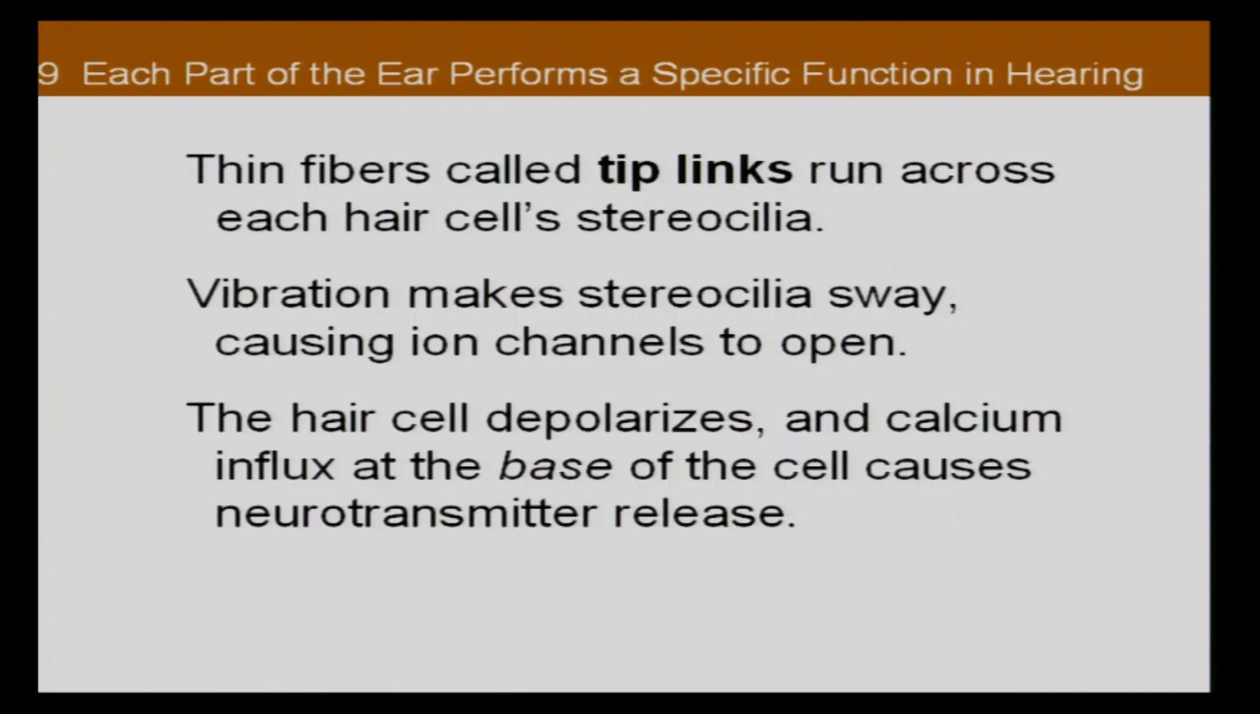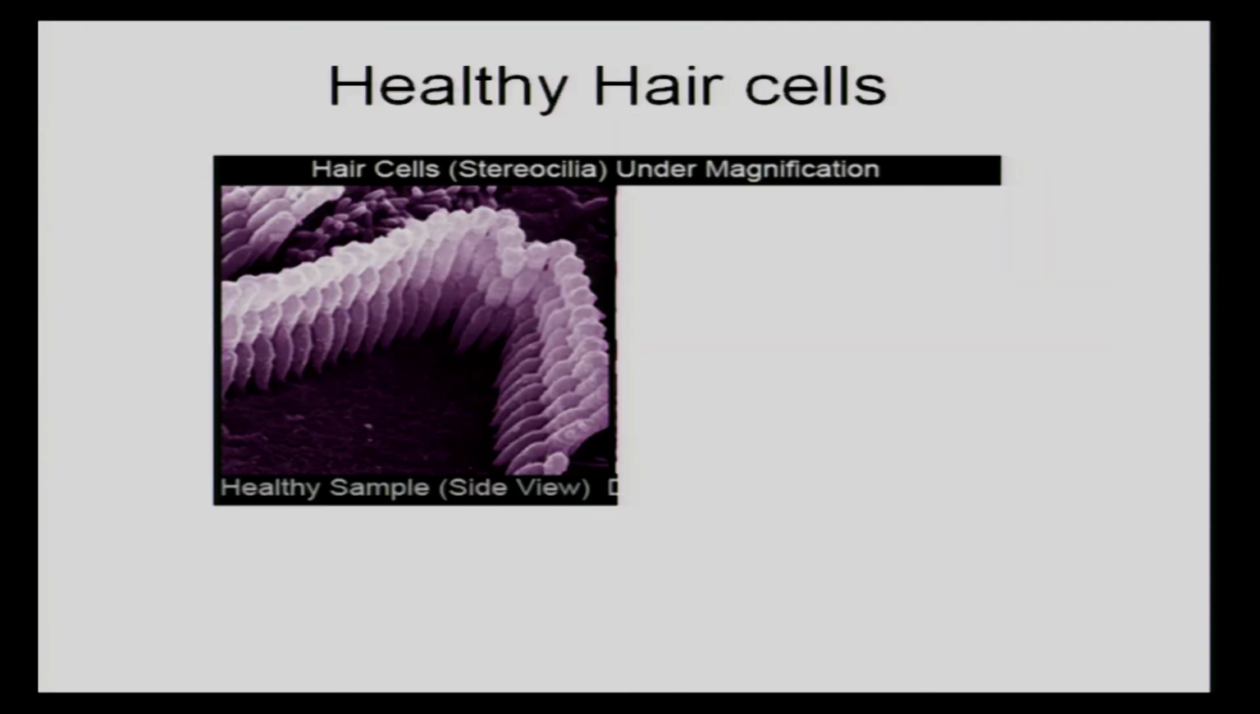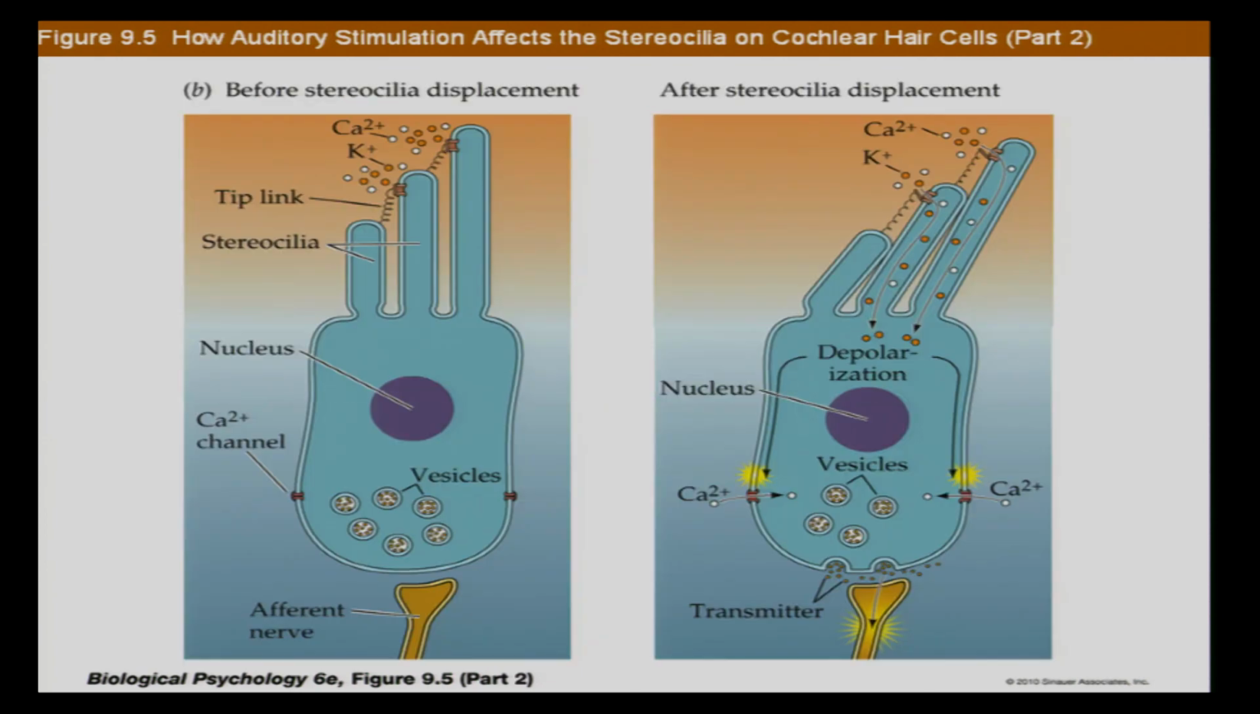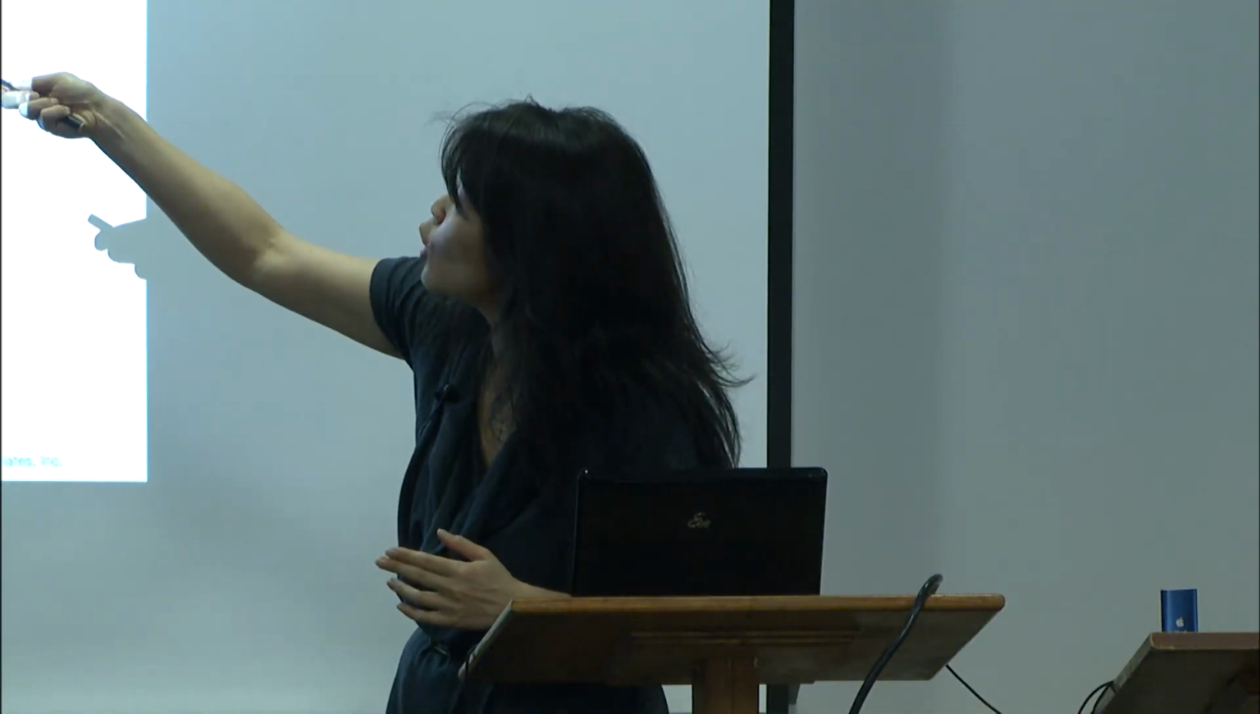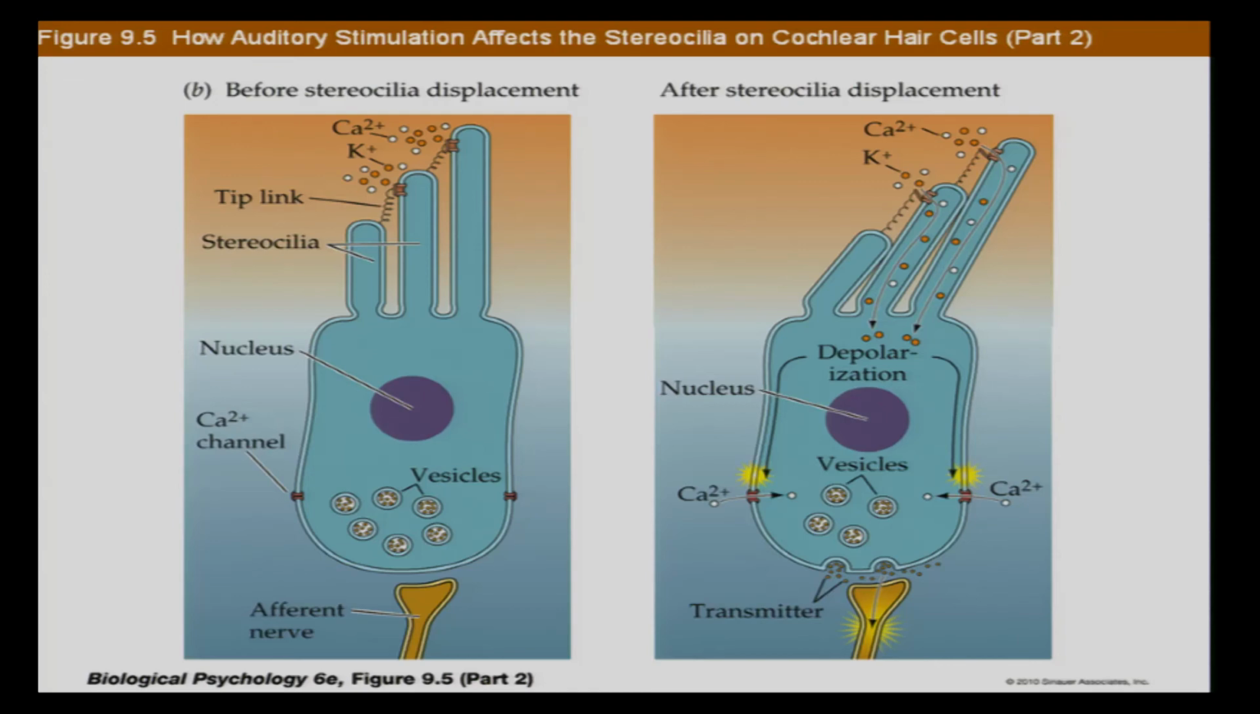What do they do? Okay, sorry. Thin fibers called tip links run across each hair cell's stereocilia. Vibration makes the stereocilia sway and causes ion channels to open. So it turns out that the displacement of the hairs causes pulling of the tip links, and the tip link pulling causes opening of channels that are indiscriminately sensitive to both calcium and potassium. Displacement of the hairs, because these tip links are opening, literally opens these channels that are sensitive to both calcium and potassium that cause a depolarization in the hair cells.